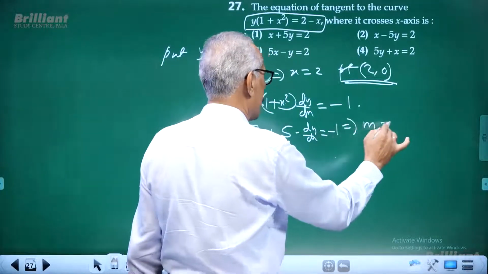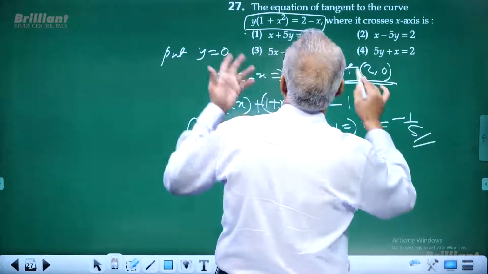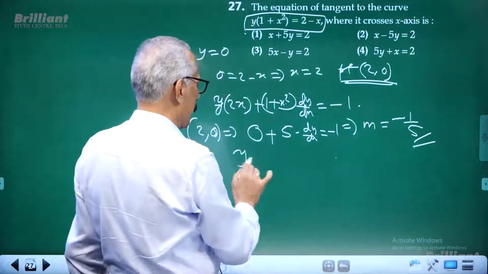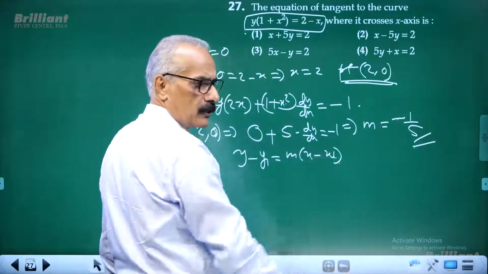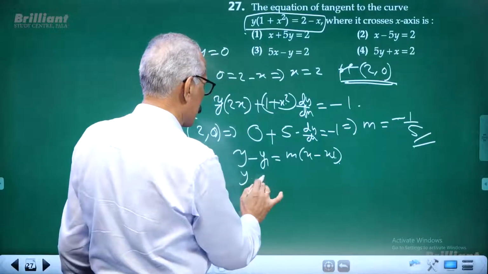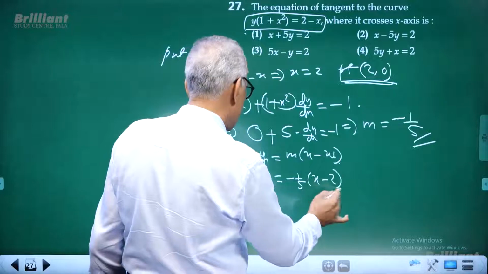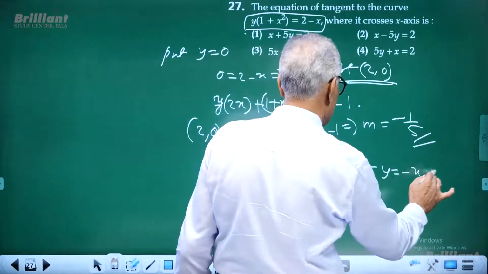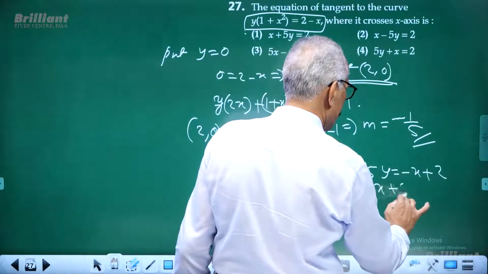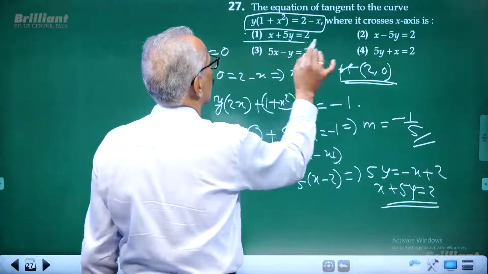So the slope of the tangent is equal to what there? Minus 1 by 5. Well, you want the equation of the tangent. So y minus y1 is equal to m into x minus x1. That's the equation of the tangent. y minus 0 is equal to minus 1 by 5 into x minus 2. Simplify, and here 5y equal to minus x plus 2. That is x plus 5y equal to 2. x plus 5y equal to 2, the first option, is your answer.